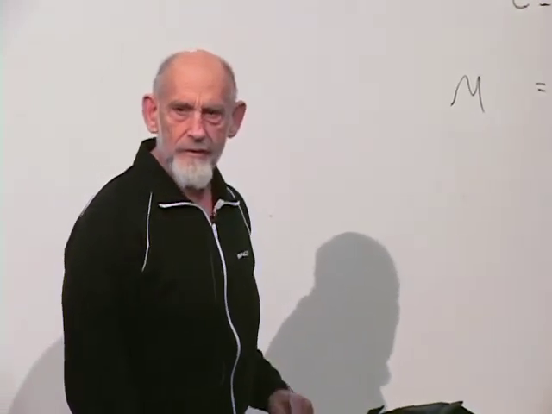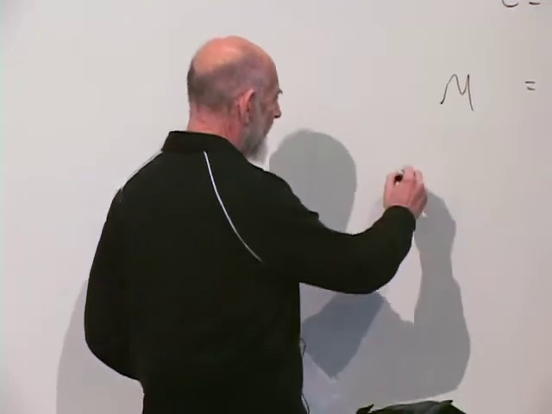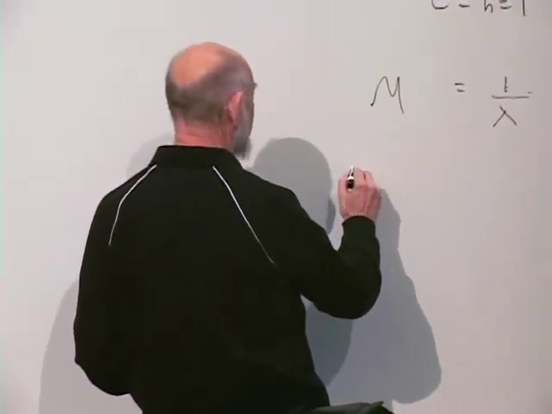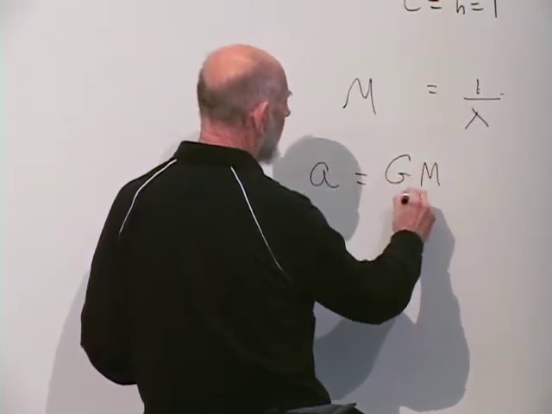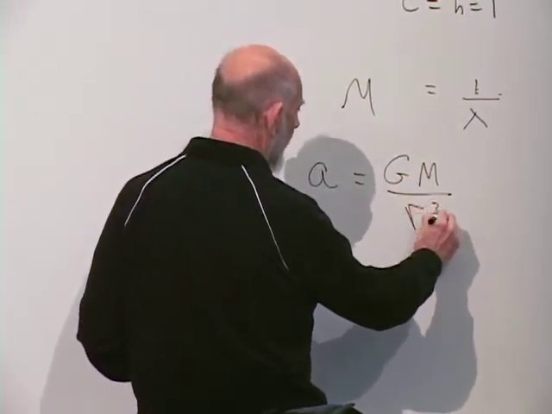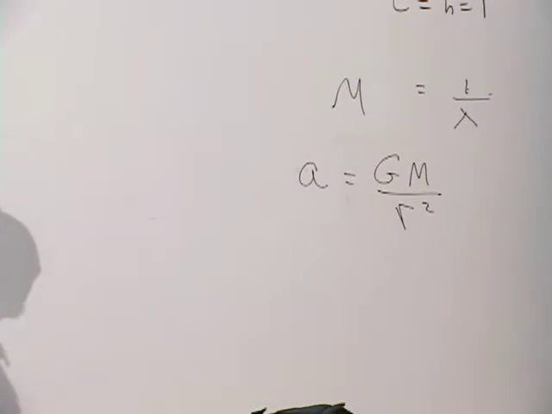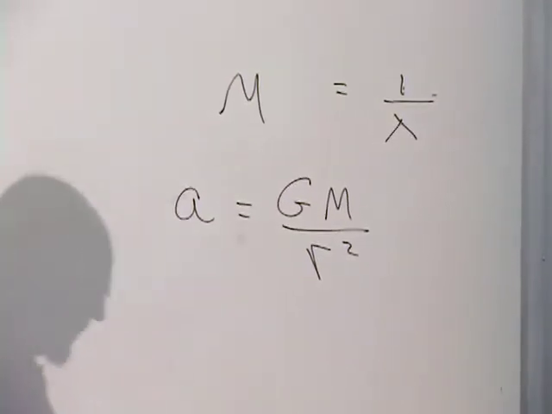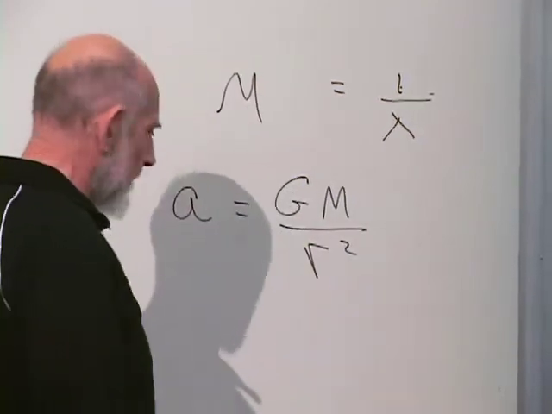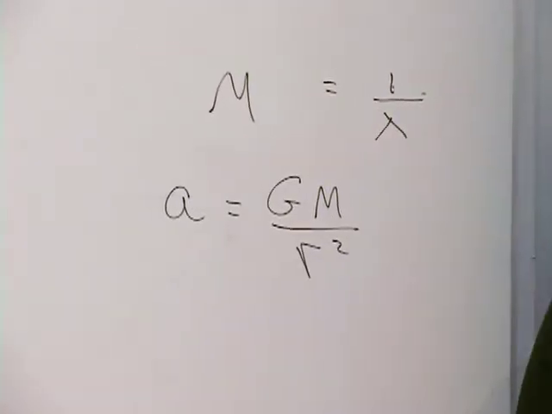Acceleration equals mass times G over r squared. Good. Acceleration equals G m over r squared. Now, the left-hand side, what's the units of the left-hand side? L over t squared.